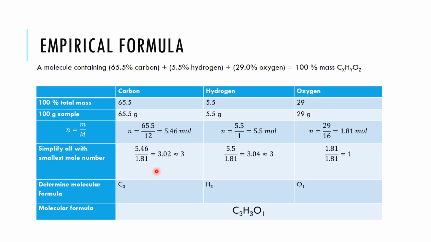And then what we get here is, how many carbon? 3 carbon. How many hydrogen? 3 hydrogen. How many oxygen? 1 oxygen. If you put them together, that's what we get, the empirical formula.